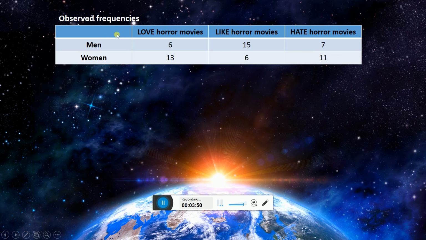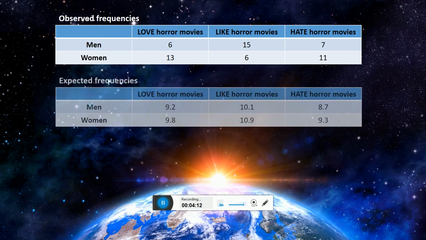Now, these are called observed frequencies because these are the frequencies that we observed by going out and actually collecting the data, right? So these represent the frequencies that we actually obtained through empirical observation. These were observed.